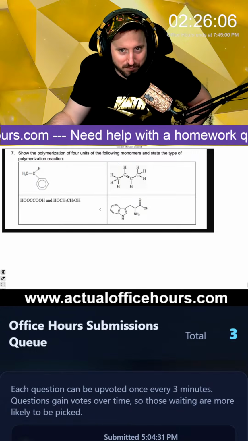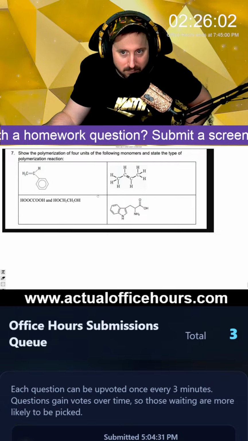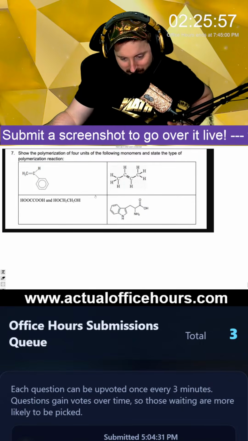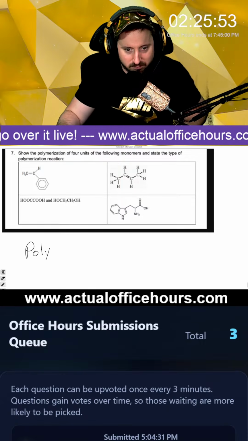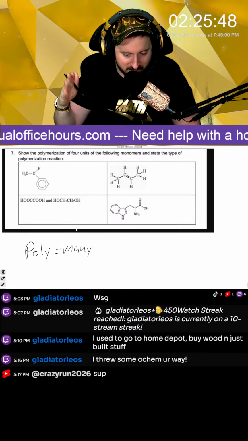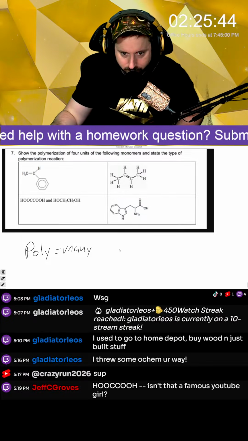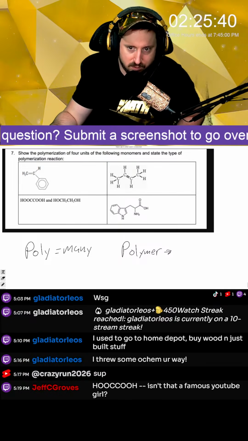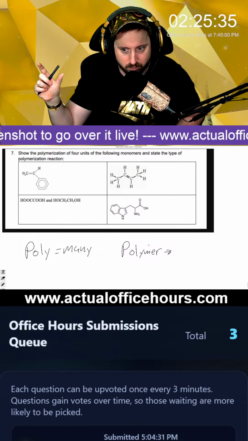Show the polymerization of 4 units of the following monomers and state the type of polymerization reaction. So I'm just gonna kind of try to figure this out myself. Poly usually means many, right? And so polymerization, I think, means taking many of these to form what's called a polymer. And a polymer is something that just has a bunch of different molecules together.